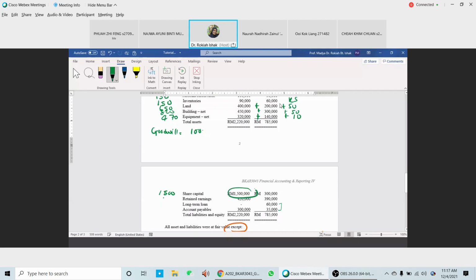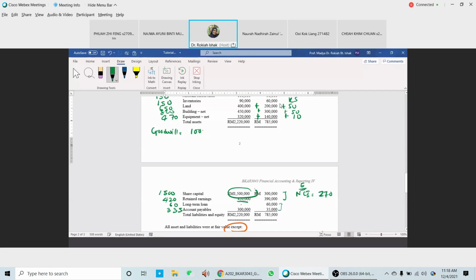Okay, RE, what will be your RE here? 420. Okay, this amount 420. Okay, long-term loan 60. And then accounts payable 335. And then you have NCI. What's your NCI that you have here? 270. Okay, NCI should be under items of equity.